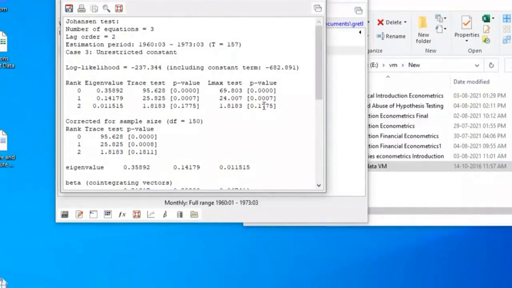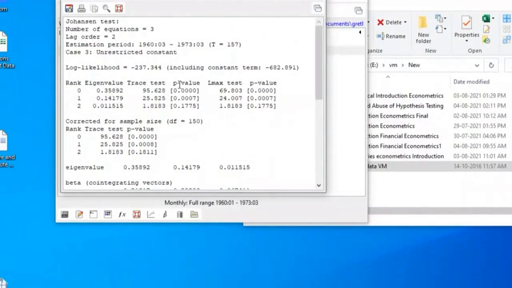Sometimes there may be contradiction between these two tests. In such cases, Johansen and Juselius prefer the maximum eigenvalue test. So we go by this one. Okay. Now, how do we interpret this particular result? First, we postulate our null hypothesis that there is no co-integration. That is, 0 co-integration.